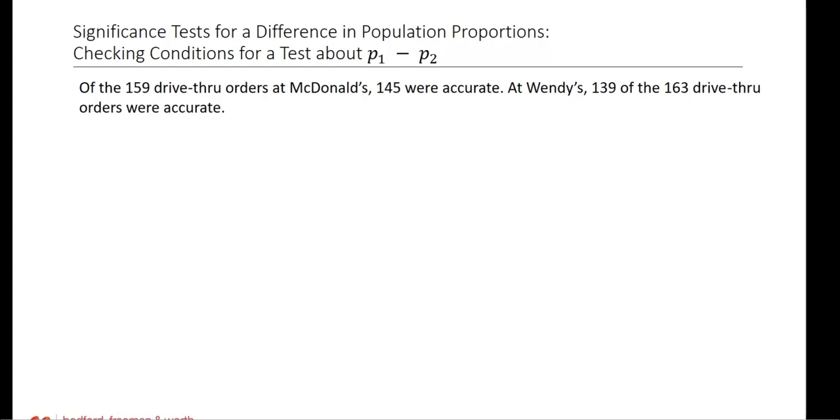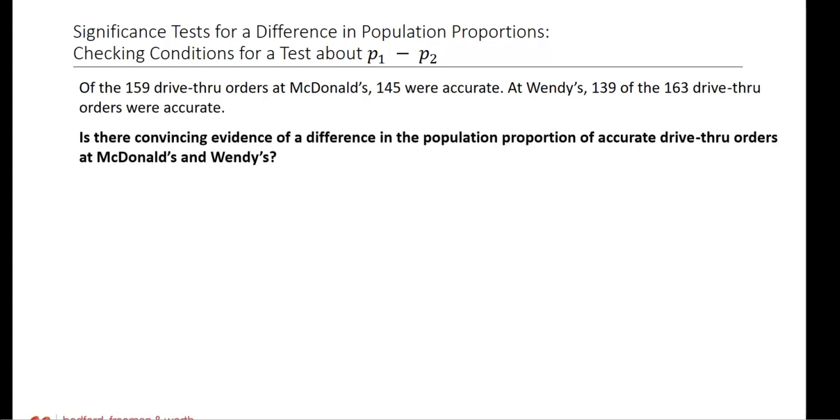Okay, now they tell us some numbers. Of the 159 drive-through orders at McDonald's, 145 were accurate, and at Wendy's, 139 out of 163. It's hard to tell from that which one did better. Maybe McDonald's did a little better, but I don't know. We'll just have to see. Is there convincing evidence of a difference in the proportion for accurate drive-throughs?